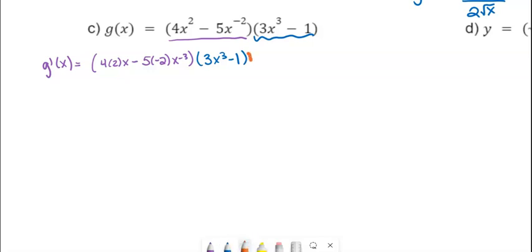Okay, now I'm moving on to the second part. So that's added to. I'm going to keep the first function exactly the same. And now I'm going to take the derivative of the second function. Okay, now I just want to clean this up a little bit so that I can combine like terms.